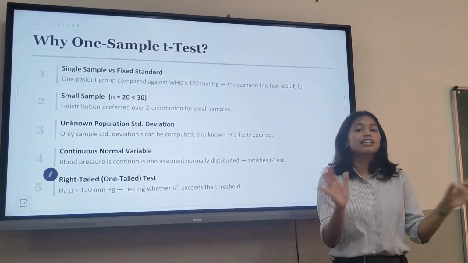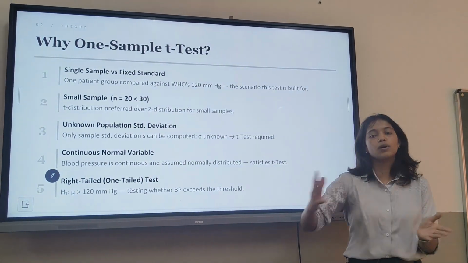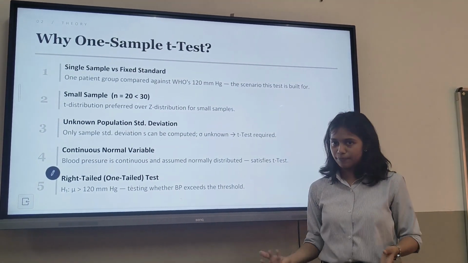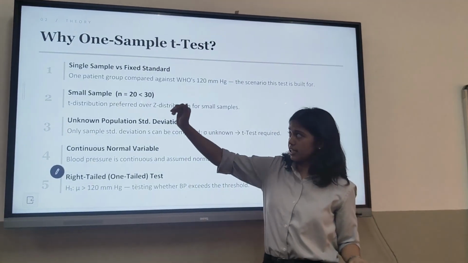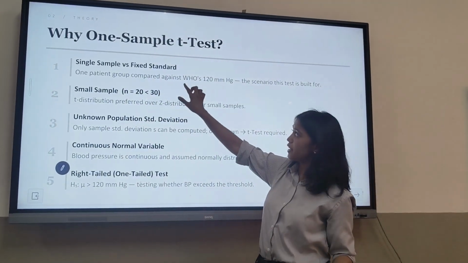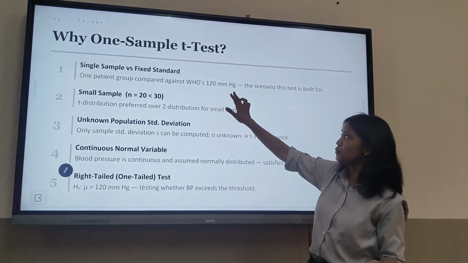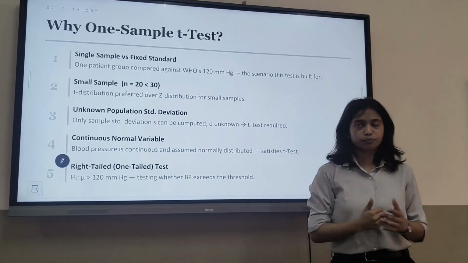So that's why we are not comparing two different data. We are comparing one single data to one population mean. That's why we are going to use one sample t-test. That's as it is written here. Single sample versus fixed standard. One patient group compared against WHO's 120 mmHg. The scenario this test is built for.